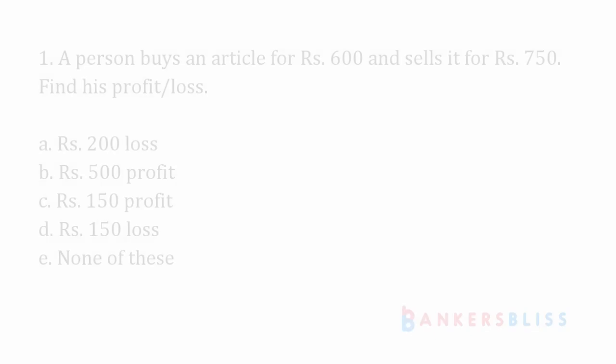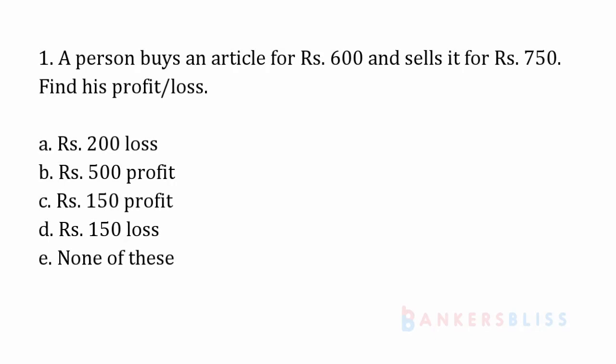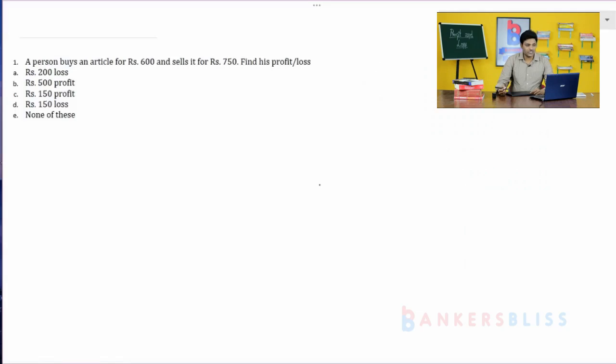Problem number 1. A person buys an article for rupees 600 and sells it for rupees 750. Find his profit or loss. Very simple. Selling price is 750, cost price is 600. Profit is the difference of those two, that is 150. So 150 is the profit.